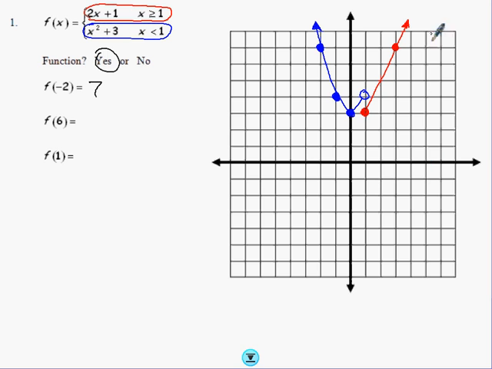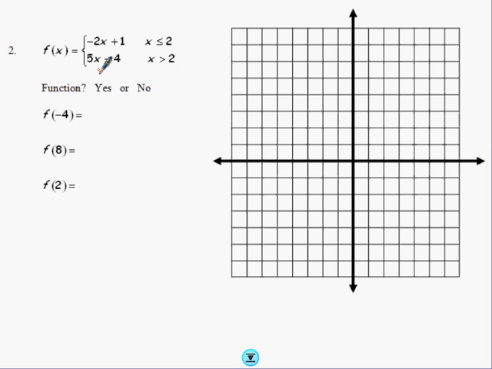What about 6? I can look at the graph, but 6 isn't on here. Let's go over here. Because 6 is greater than 1, I'm going to use the red. If I plug it in, 2 times 6 is 12, plus 1 is 13. And then f of 1. I can look at the graph. At 1, I have a closed dot at 3, so there it is. If I didn't graph it, because it's included here, I'm going to plug 1 into this function, and there it goes.